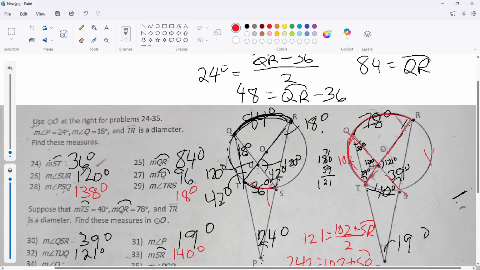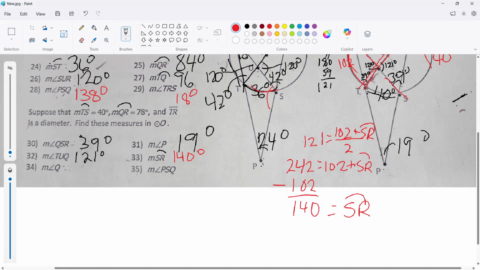Okay, SR is 140, which makes sense because, I guess that would have been simpler: this whole thing is 180, TS is 40, and 180 minus 40 is 140 degrees. But okay, I verified it.